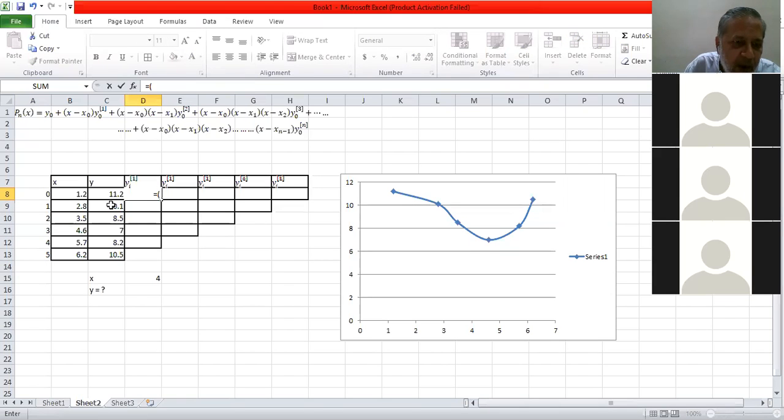It will be y1 minus y0. So I write down C9 minus C8. This is the numerator of the first order divided difference, divided by the x values, 2.8 minus 1.2. So 2.8 minus 1.2, and that becomes the first order divided difference. So we have calculated the first order divided difference using these 2 points, which is indicated here. Oh, what did I do?